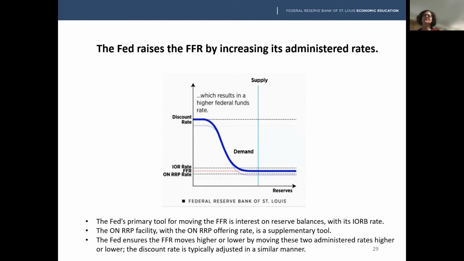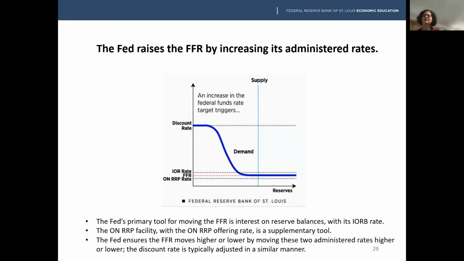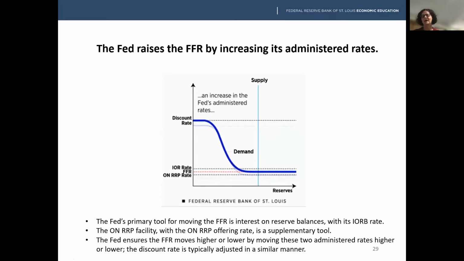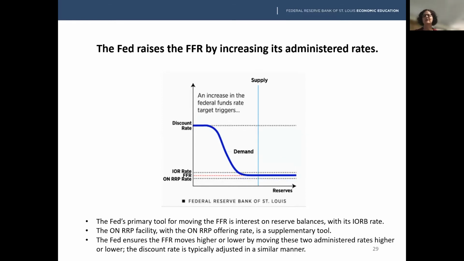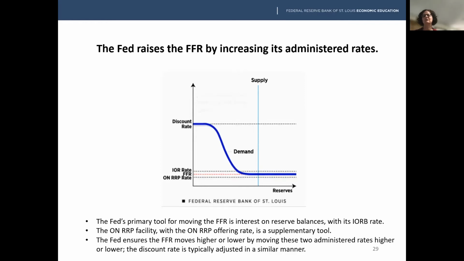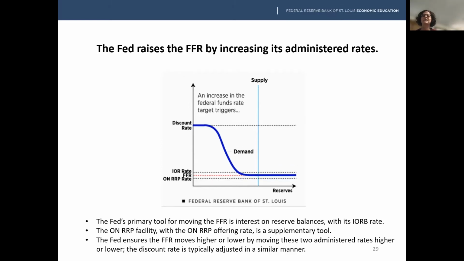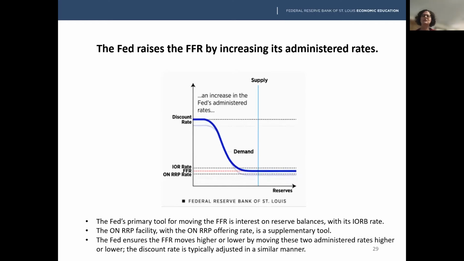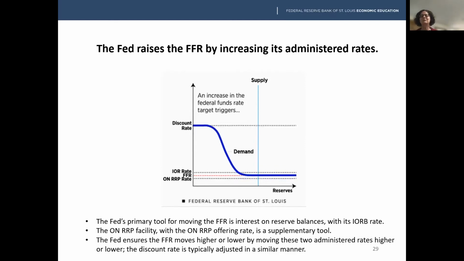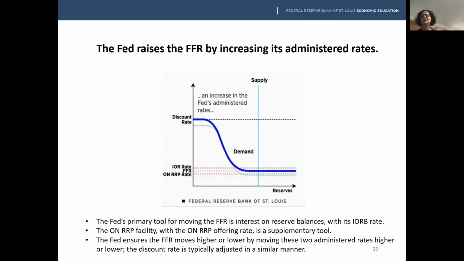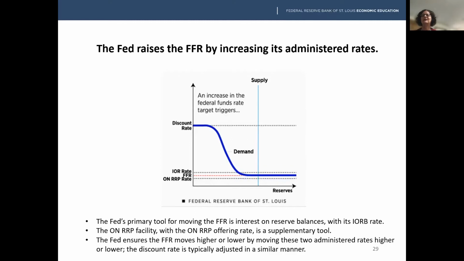Now, when the Fed goes to raise rates, look what happens to the supply curve. Nothing, okay? The supply of reserves is not changing. The Fed is not doing an open market operation. Supply of reserves is staying the same as before. But what is changing is everything on the y-axis, all of its administered interest rates. So when the FOMC says, okay, we're going to raise the target range for the Fed funds rate, behind the scenes, to implement that policy and make sure that it goes through into the market interest rates, it raises the interest on reserve balance rate, the overnight RRP rate, and the discount rate.